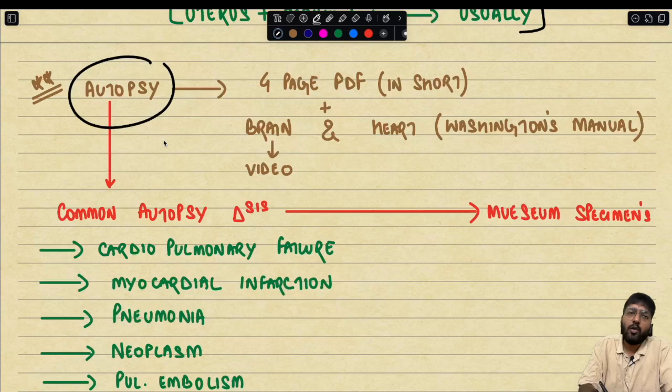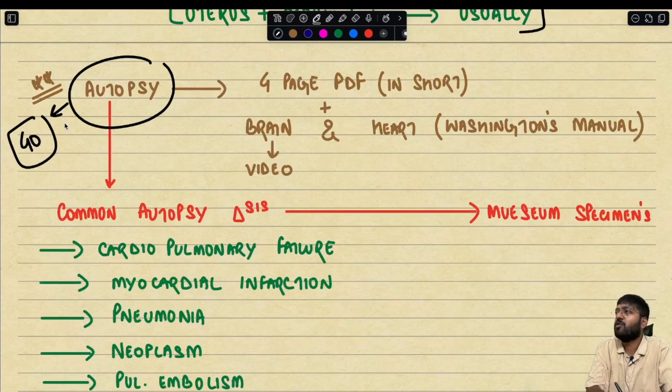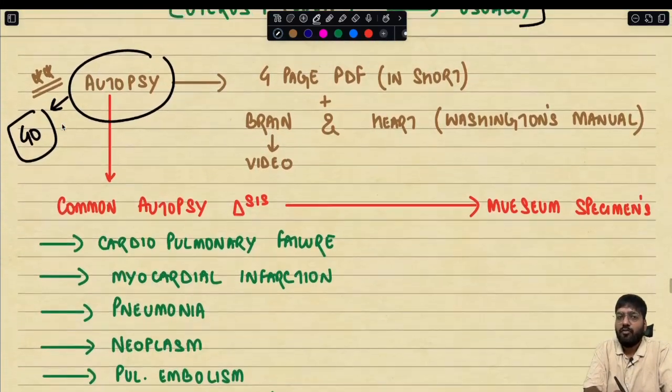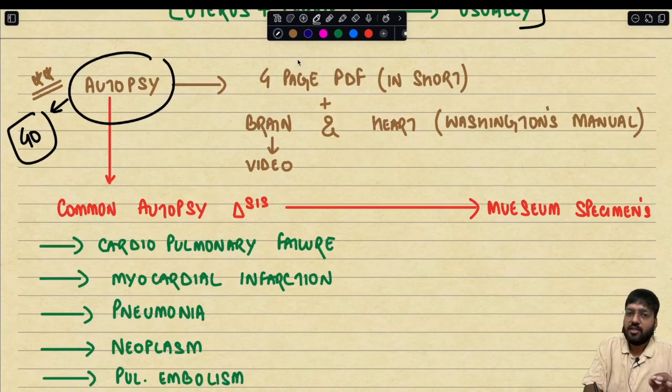But remember, autopsy and grossing are asked together and carry maybe 40 marks out of 400, so just 10% of marks might be allotted to grossing and autopsy together. For this, I would suggest you read the 4-page PDF that I have shared, wherein they have discussed in short the autopsy section.